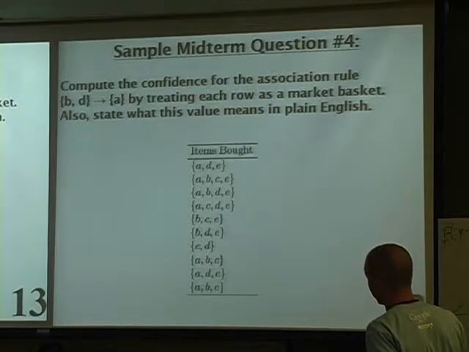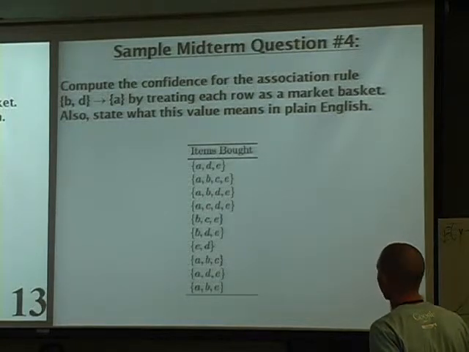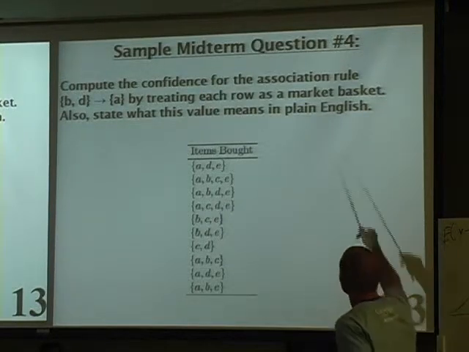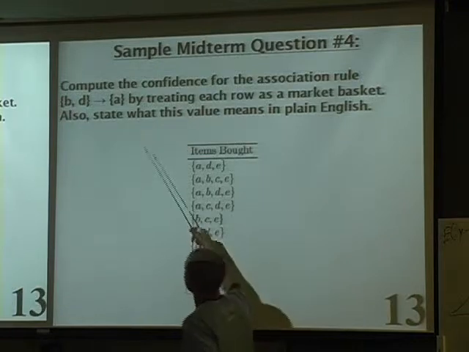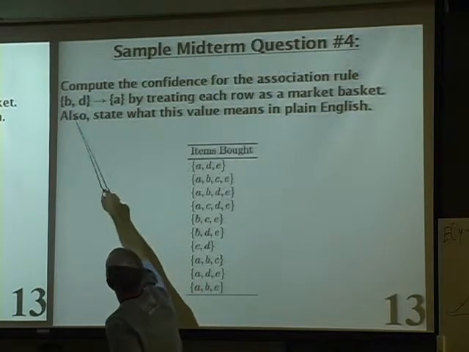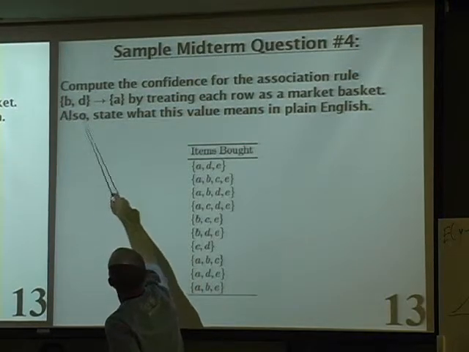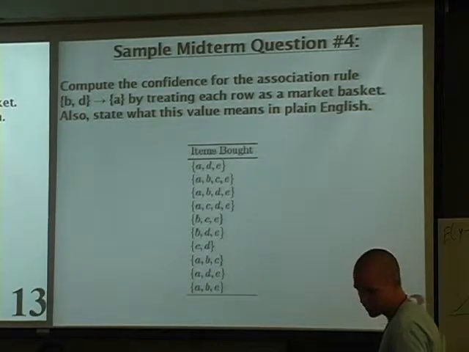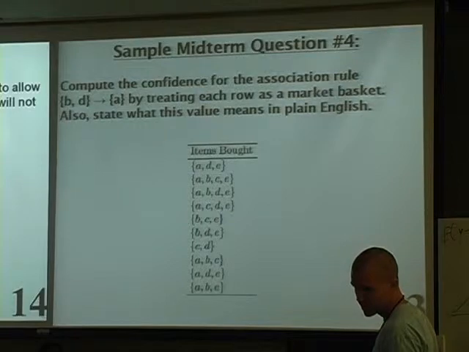And the denominator would be the B and D. Count up all the ones that have B and D. And that would give you a fraction which is called the confidence. And then what does this value mean? Well, that means that whatever that number is, of all the people that bought B and D, that percent of the people also bought A. So I put questions like this on the midterm just to test support and confidence.